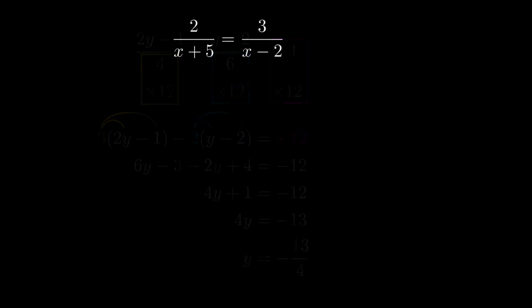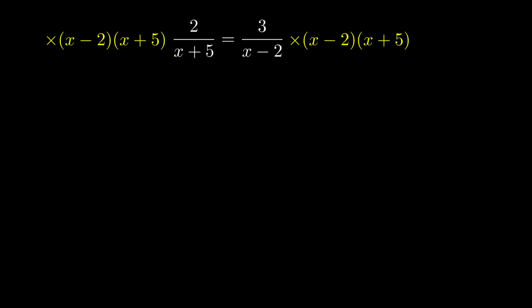Okay, last one. So the idea is the same, even though it's going to look quite different. The idea is when I see there's a bunch of fractions involving the thing I'm trying to solve for, I want to multiply by those denominators to clear them out. Okay, so if I see there's an x plus 5 and an x minus 2 on those denominators, I have no choice but to multiply by both of them to get rid of those denominators.